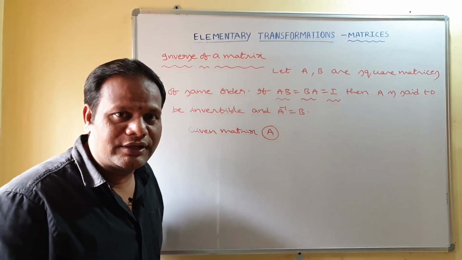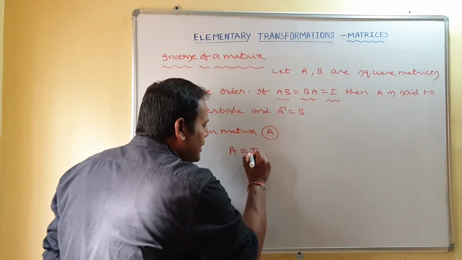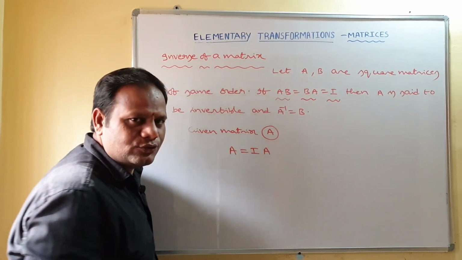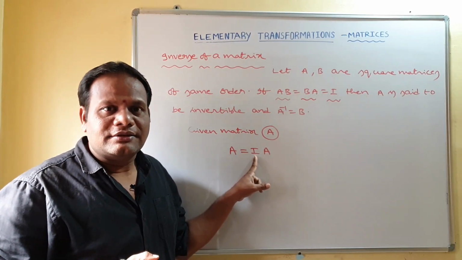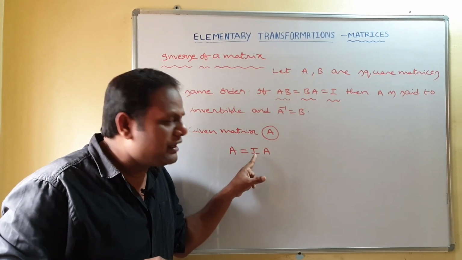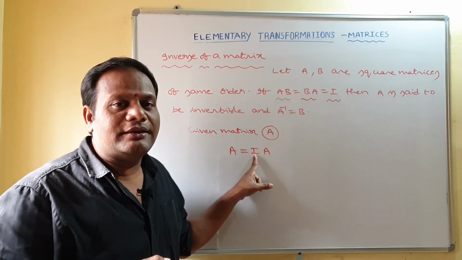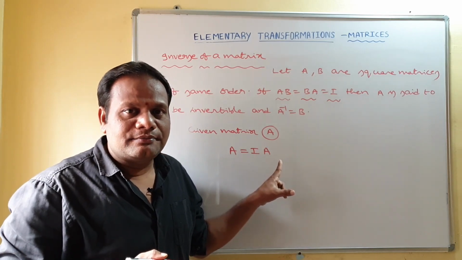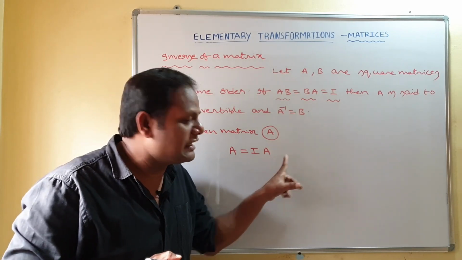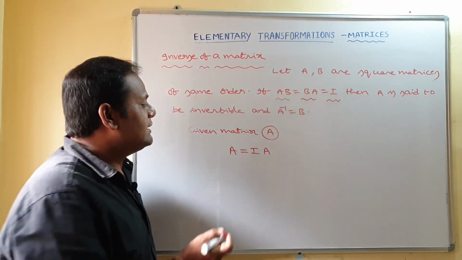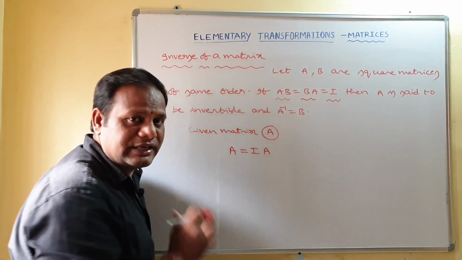Okay, listen carefully. So, can we take A is equal to I into A? Yes, you can. Why? Because I is the identity matrix, so I is the multiplicative identity. If you multiply any matrix with the identity matrix, you get the same matrix. So you can take A is equal to I into A.